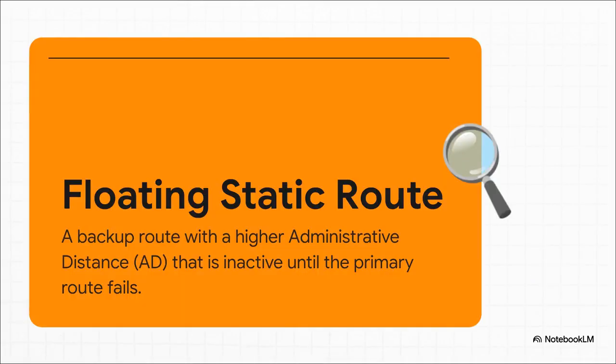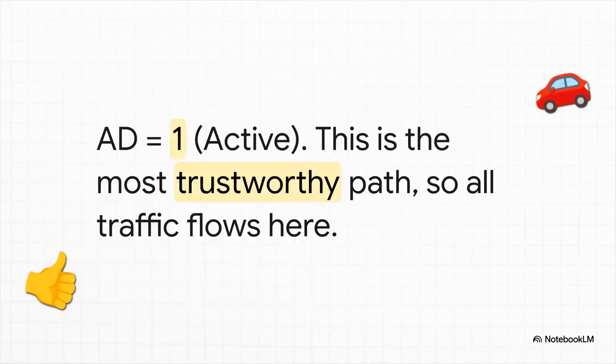Next up is one of my favorite tricks, the floating static route. This is just a brilliant way to create a backup path. At its heart, it's a completely normal static route, but with one little twist. You intentionally make it seem less trustworthy. You do this by manually giving it a higher administrative distance, or AD. So let's walk through how this works.